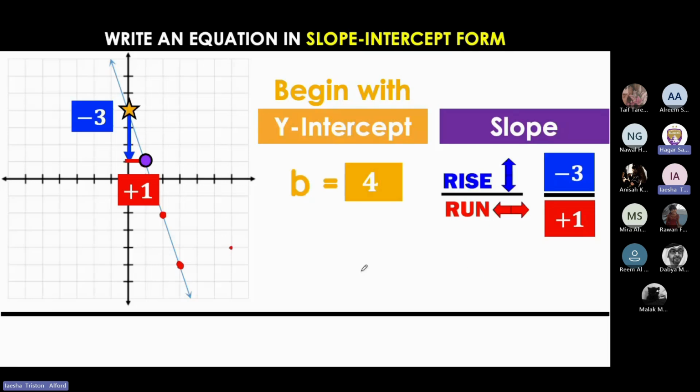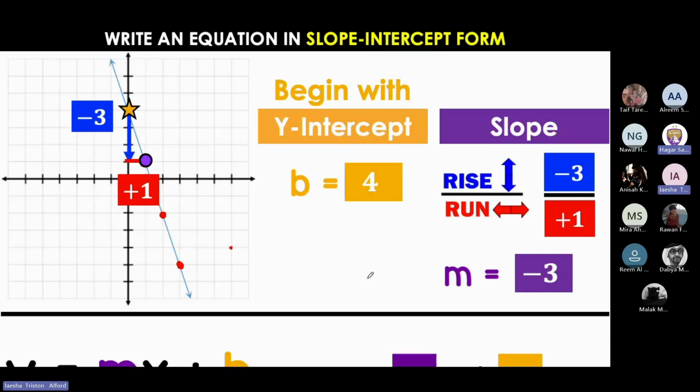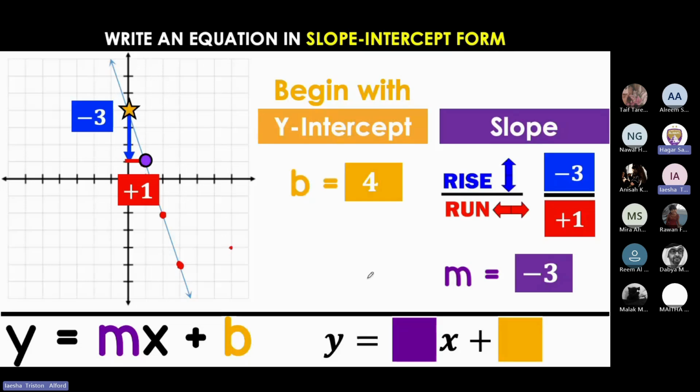So for m, you have to divide. Negative 3. You have b and you have m. So that means you can write y equals mx plus b. What's your equation? Y equals negative 3x plus 4. Fine. Done.